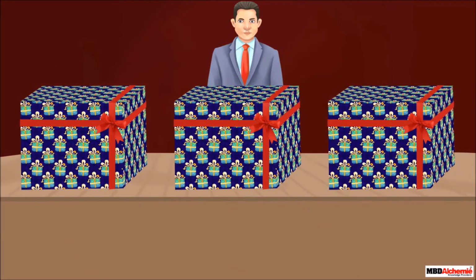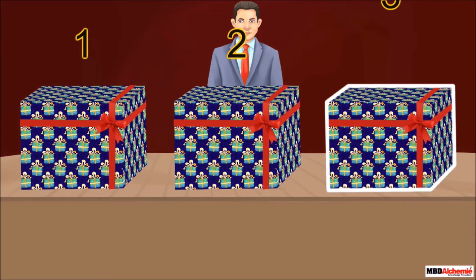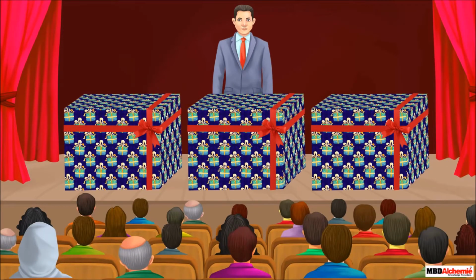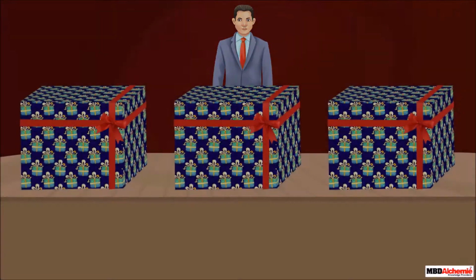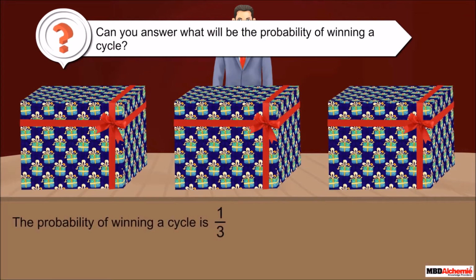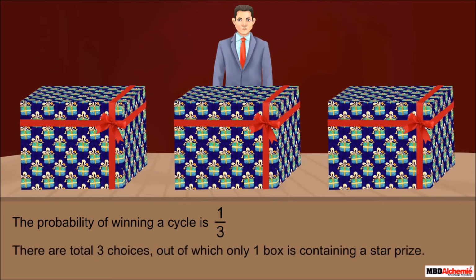On changing the place of the boxes, he asks you to select any one box from the given 3 boxes. You have no way of knowing which box conceals which item, and on picking which box, you will receive the star prize. Now, can you answer what will be the probability of winning a cycle? Yes, the probability of winning a cycle is 1 upon 3, as there are total 3 choices, out of which only 1 box is containing the star prize.